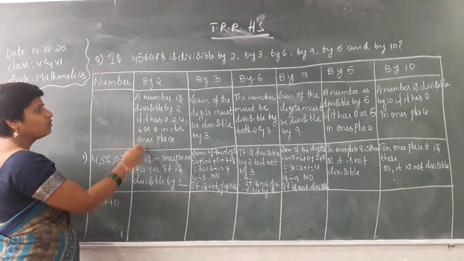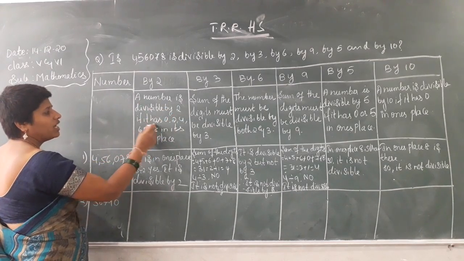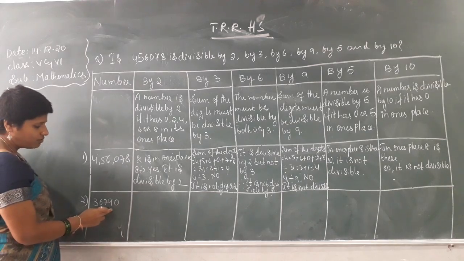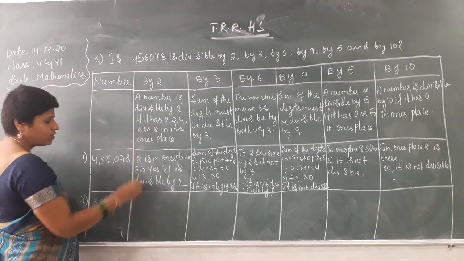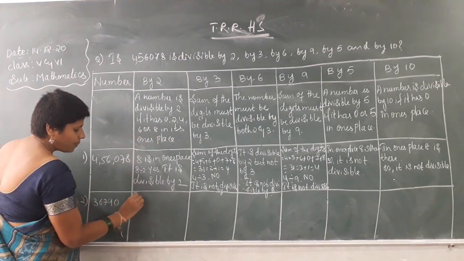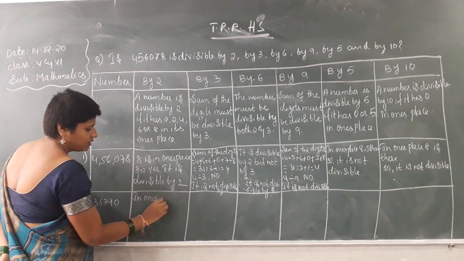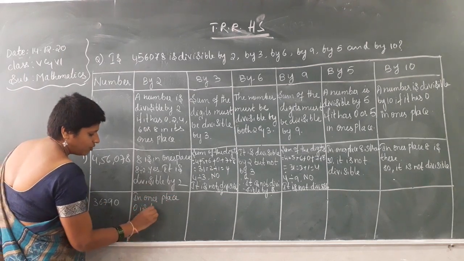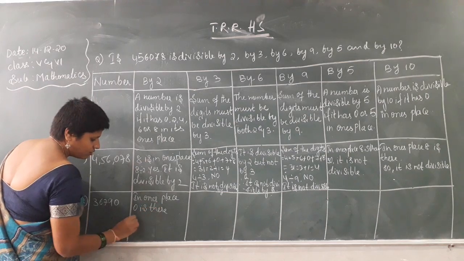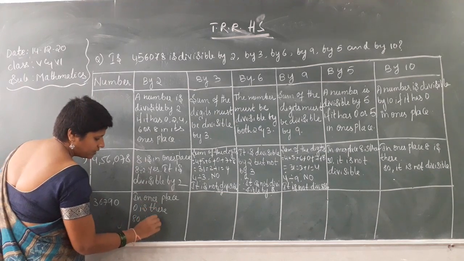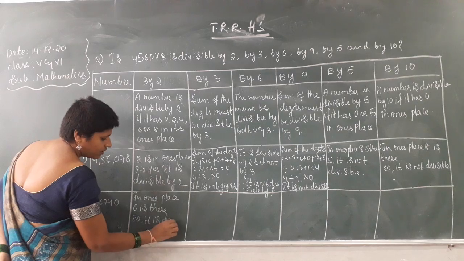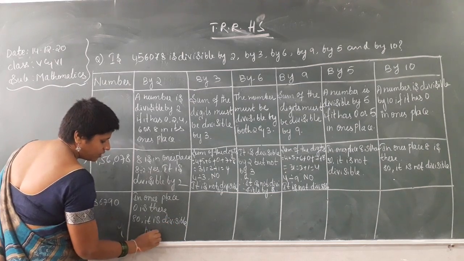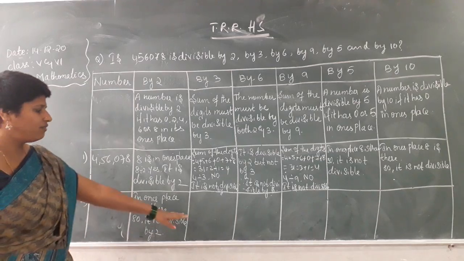Okay. Now what is the rule? A number is divisible by 2 if it has 0, 2, 4, 6 or 8 in ones place. So what is there in ones place? 0. So 0 is there. So write down: in ones place, 0 is there. So it is divisible by 2.